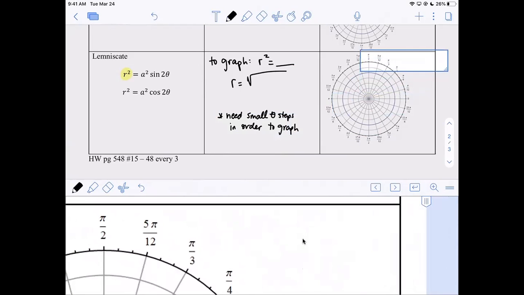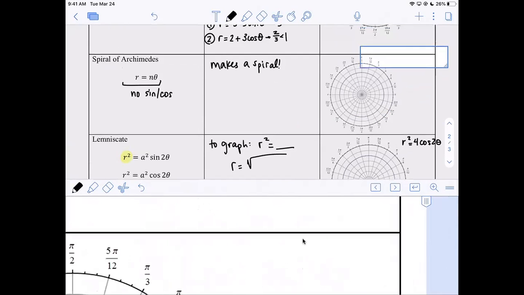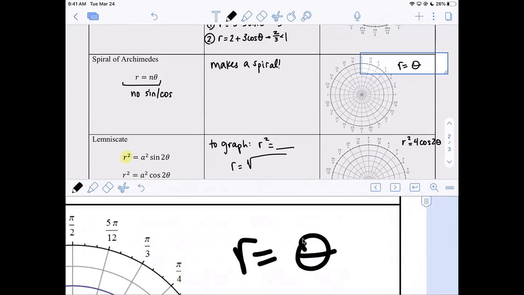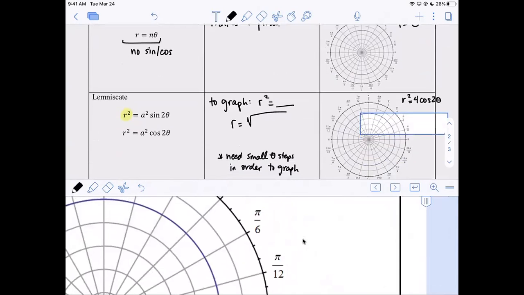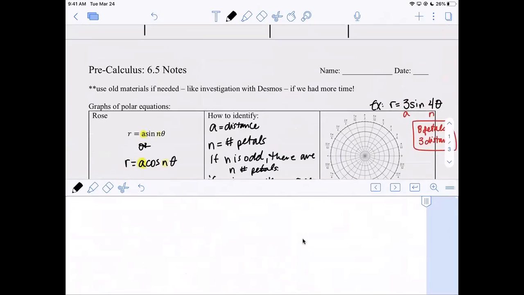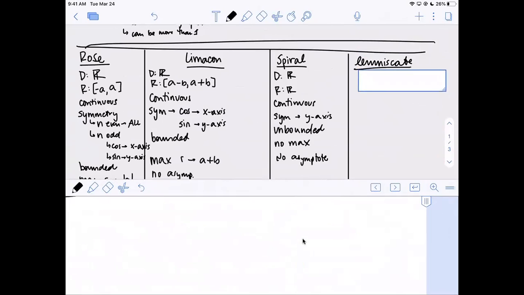So for this one, we are going to graph R squared equals 4 cos 2 theta. For the one above, I forgot to mention it. We're just going to graph a simple R equals theta and see what happens. All right. So before we go graph these, we're going to go look at what the properties are. Again, just so I don't have to come back to this page.